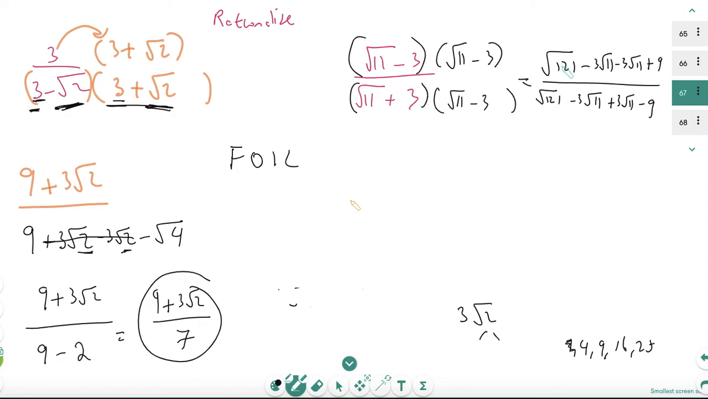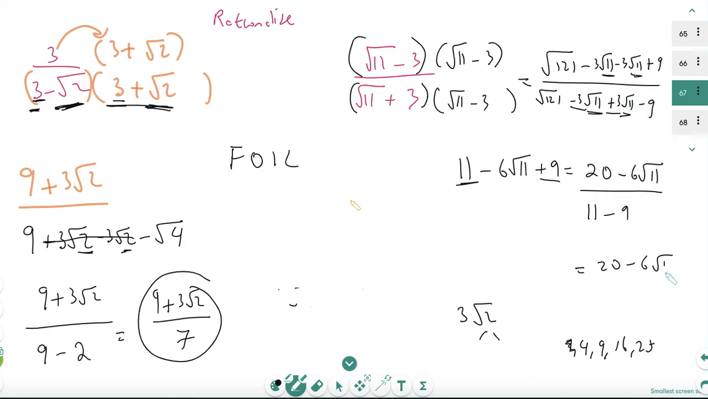Let's simplify this. The square root of 121 is 11. Minus 3 root 11 minus 3 root 11. Since they're both root 11s, we can combine them. So minus 6 root 11 plus 9, and 11 plus 9 is 20. So 20 minus 6 root 11. Bottom, the square root of 121 is 11. Minus 3 root 11 plus 3 root 11. Since they're both root 11s, we can combine them. So minus 3 plus 3 is 0, so that just cancels out. Minus 9.